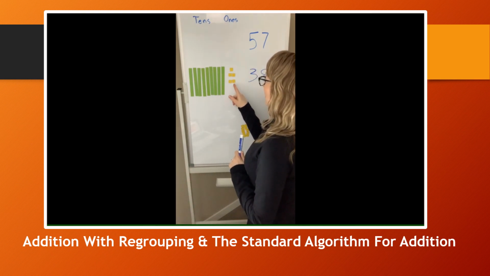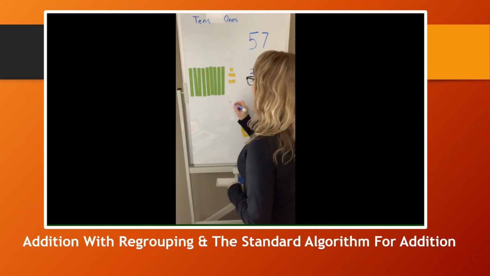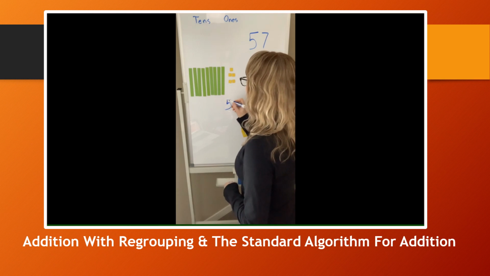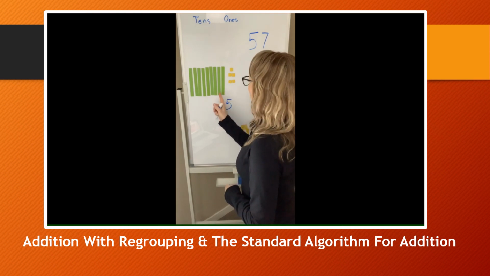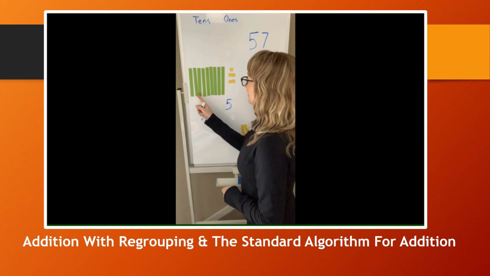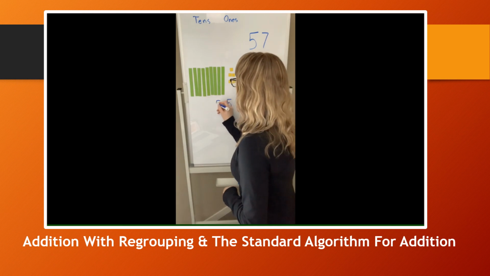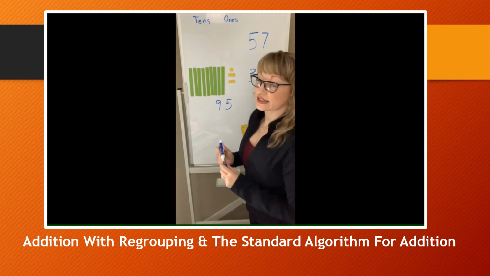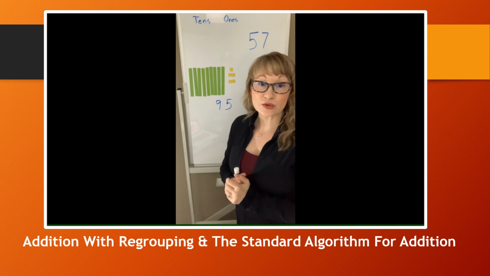Now we're going to count up our ones. 2, 4, one more is 5. And we have 1, 2, 3, 4, 5, 6, 7, 8, 9. 9 tens is 90, 5 ones is 5. Put it together, 95 is our total.